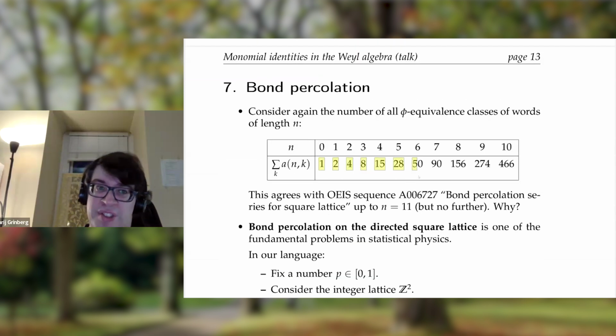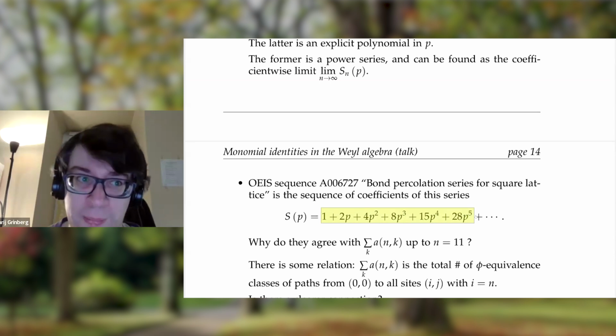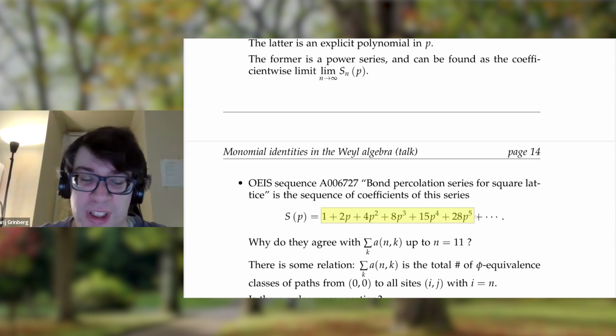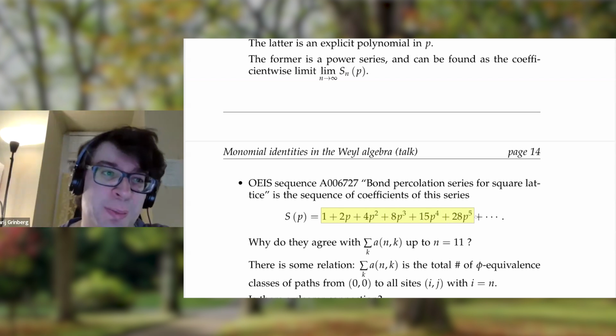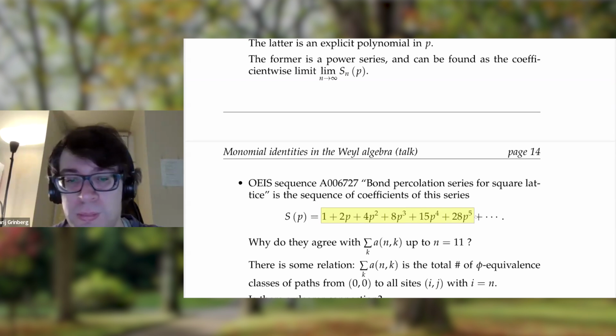1, 2, 4, 8, 15, 28. And these coefficients are in the OEIS. And in fact, they agree with those numbers, but only up to n equals 11. After 11, they start diverging, and at some point, they even become negative.